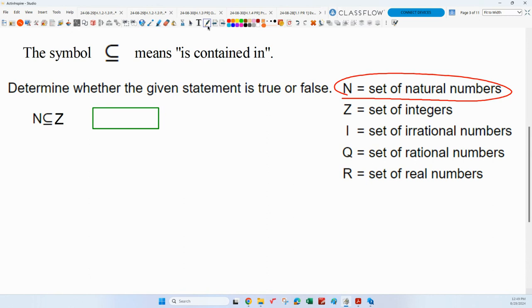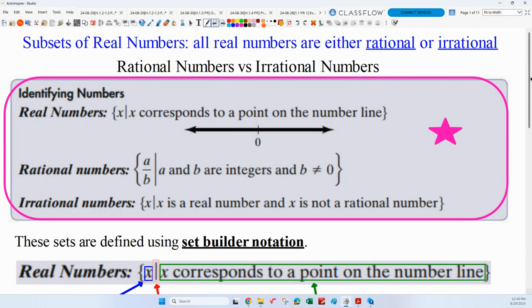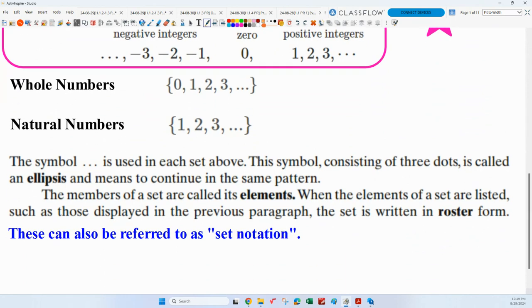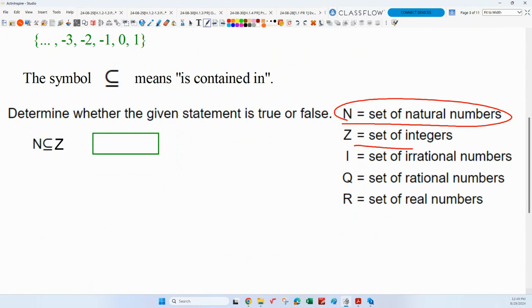How many elements are there in the set of natural numbers? If we go back, what would that look like? Natural numbers are 1, 2, 3, starting at 1 and going to infinity. So how many total elements are there? Infinite, right? It's an infinite number of things. The set of integers we're going to call Z. Infinite number of elements in the set of integers, right?